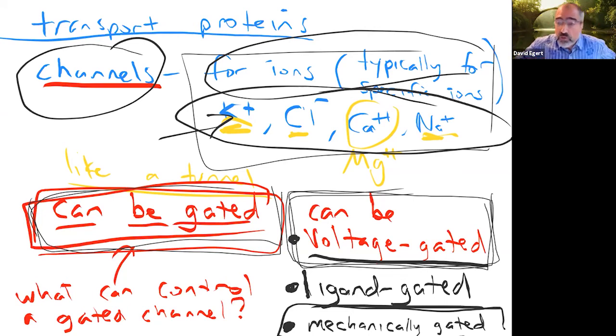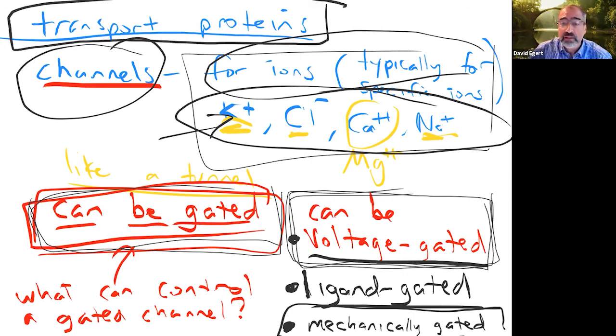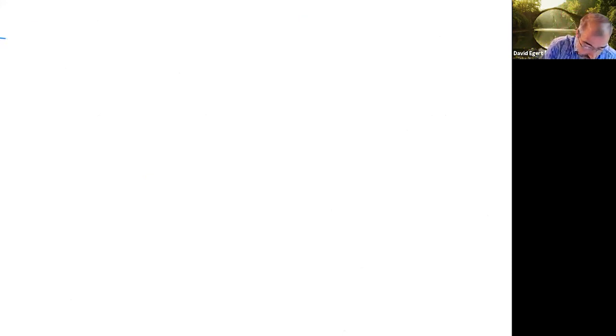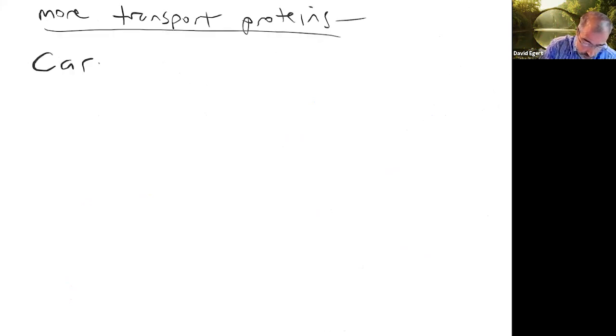All right, now we're going to move on to another class. We're going to still continue talking about transport proteins, but a slightly different version. So carriers. Carriers tend to be for kind of polar molecules like glucose and amino acids.